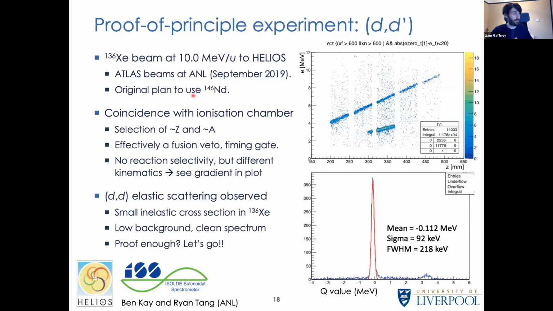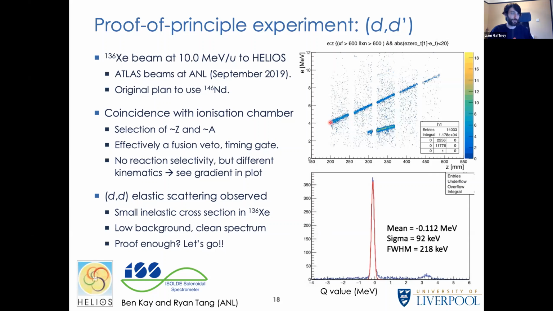So this was the purpose of a proof of principle experiment that we did at Helios. So this was led by Ben Kay. So very grateful for him for getting this up and running. Original plan was to use 146 neodymium, but we couldn't get that beam, so we used xenon. Unfortunately, the cross-section for exciting any of the states in xenon, as you might know, especially 136 semi-magic nucleus, is quite low. So what we were able to do is actually show elastic scattering, which is this line.